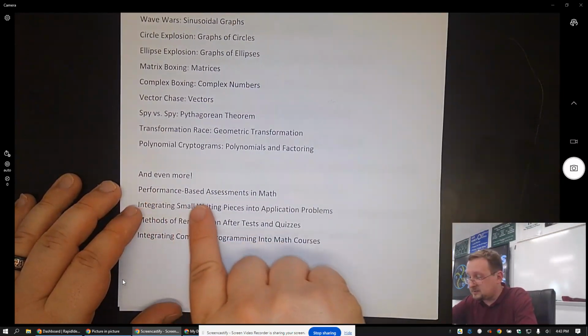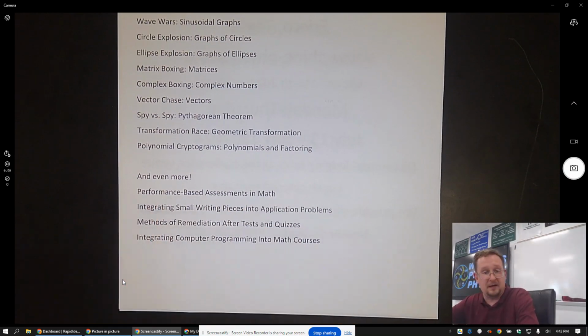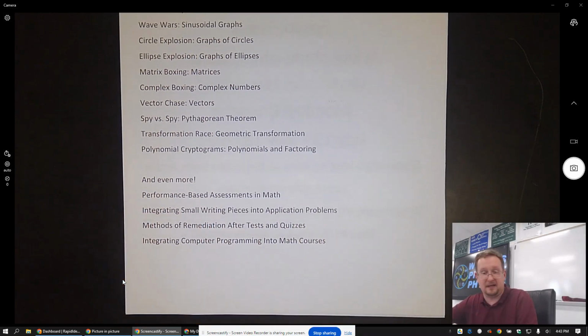Would you want to do some performance-based assessments, right? I'm not asking you to get rid of your traditional tests, but something that's more open-ended for students, right? What about integrating little writing pieces into your application problems, your word problems, where students have to write a little bit, not just solve the problem? Is that something that you think would be valuable for your students? Is that something cross-curricular that would make you a leader on your campus?